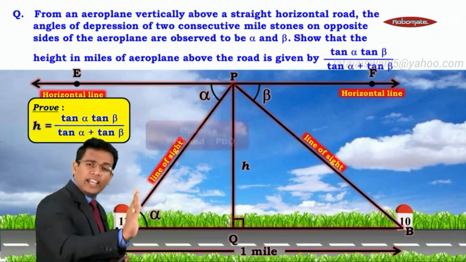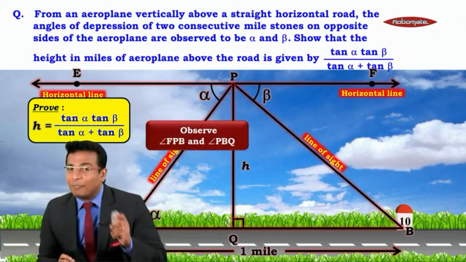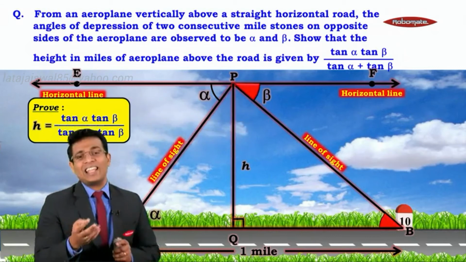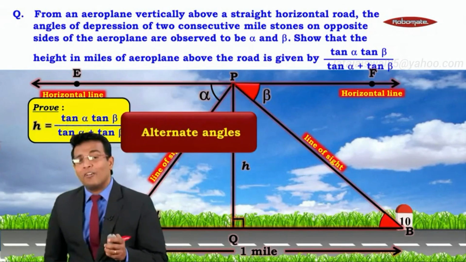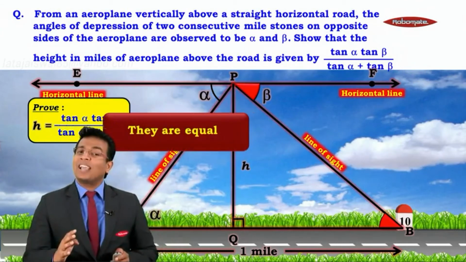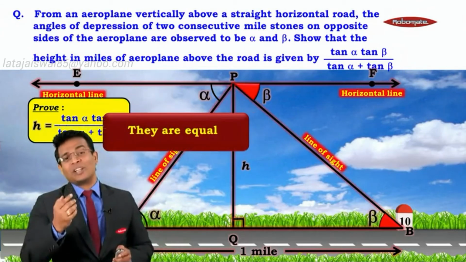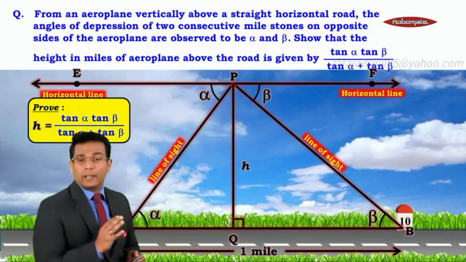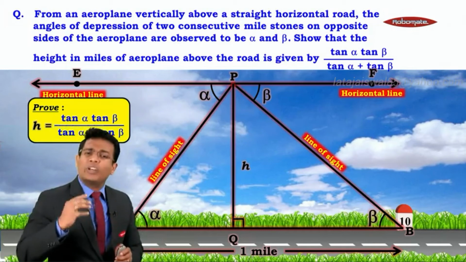The same way, if you observe angle FPB and angle PBQ, what type of angles are they? It's again a pair of alternate angles. What can you say about these angles? These two angles are equal because the lines are parallel, so the alternate angles are equal. So this angle happens to be beta. This is the information we could gather from here.